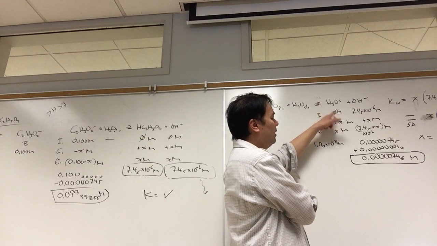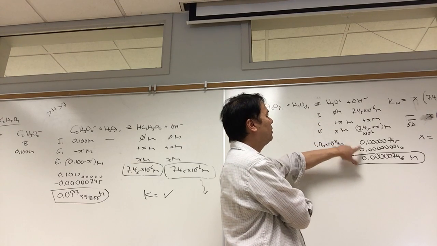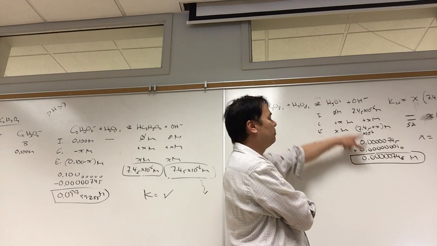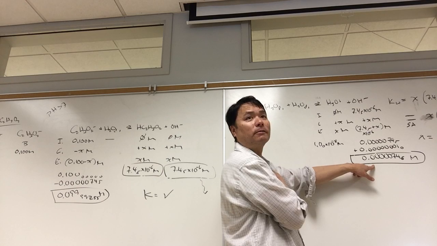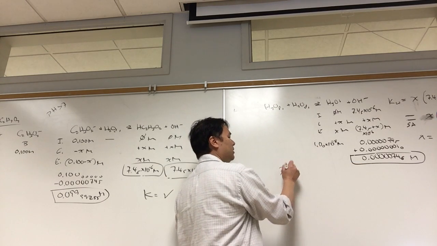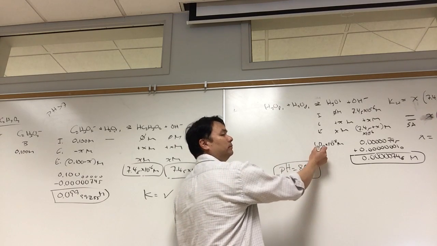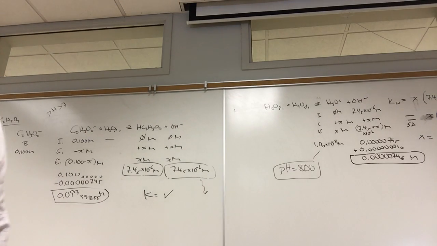In this case, this KW is interesting because we can calculate the pH directly right here, because that's our hydronium, or we can calculate it from determining the pOH and then subtracting that from 14. But let's go ahead and calculate it. This one turns out to be quite easy. The pH should be 8.00. The power of the hydronium. How do you know that? Because pH is the hydronium ion concentration.